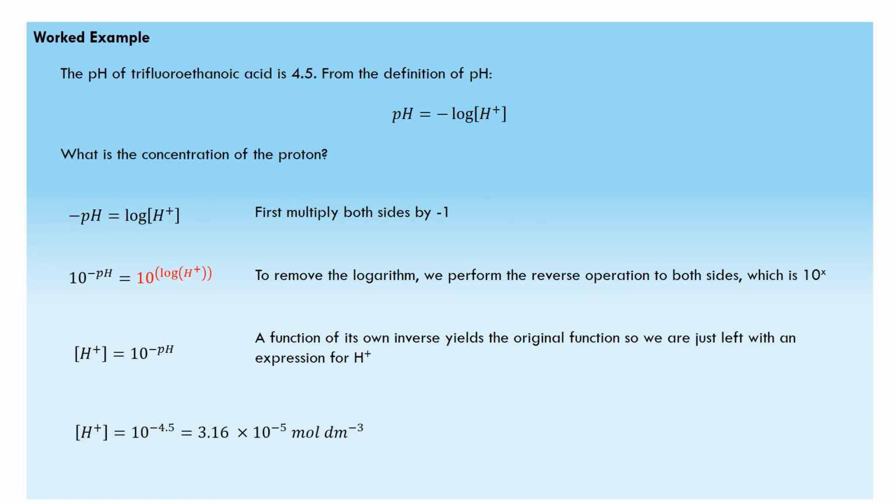And when you plug the numbers in here, whereby the pH of trifluoroethanoic acid is 4.5, you get a value of 3.16 times 10 to the minus 5 moles per decimeter cubed. That's the concentration of protons when trifluoroethanoic acid is pH 4.5.